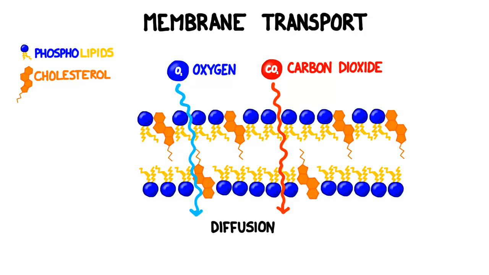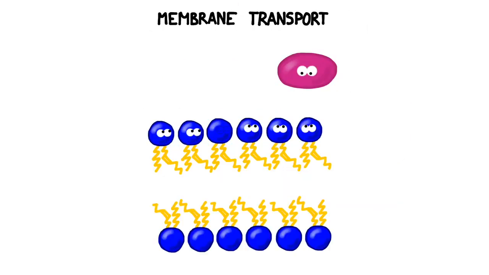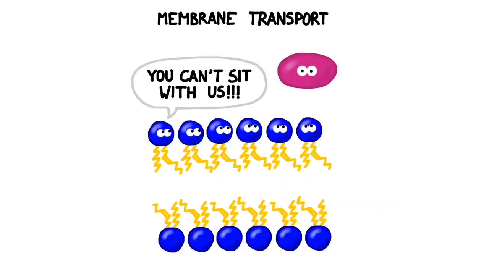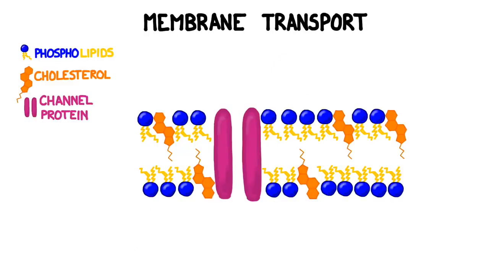However, other molecules can't get through without help, and this is where many of our proteins are going to come into play. Molecules that are large or charged can't get through the fatty inner layer. Specialized channel proteins allow large or charged molecules to pass through the membrane. These molecules flow down the concentration gradient from high concentration to low concentration.